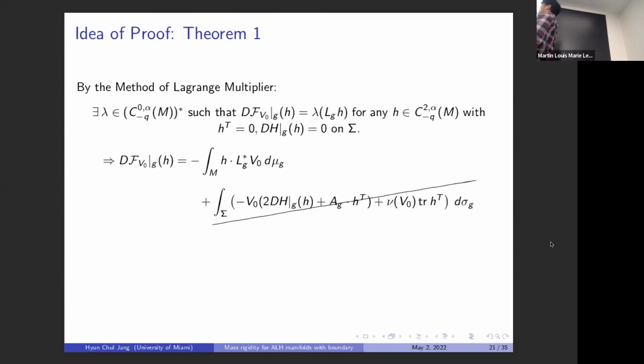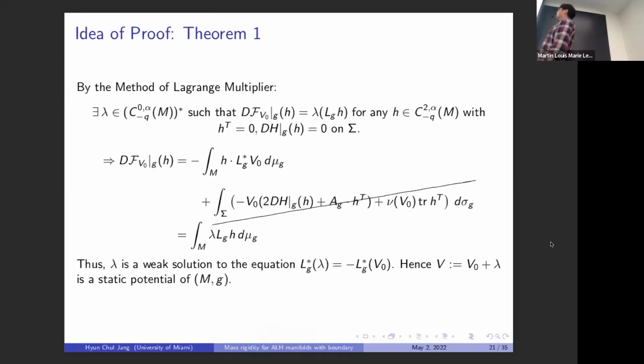If one computes the linearization of that functional, then from the integral we can use the divergence theorem, and you can pick up this term and also a boundary term. This boundary term, with this constraint, as you can see, the linearization of the mean curvature part is zero, and the induced tensor h on sigma is going to be zero as well. So the boundary integral vanishes.